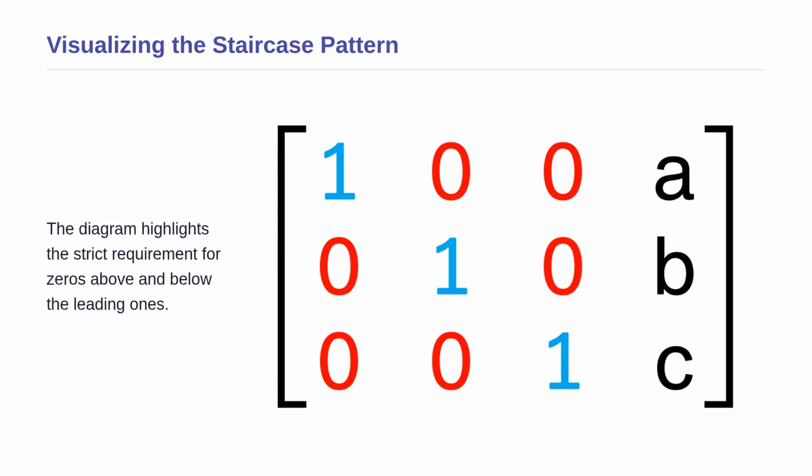Now that we have calculated these matrices by hand, let us look at a visual representation of what we are actually building. In this diagram, you are seeing the perfect structure of a reduced row echelon form matrix. The bright blue numbers show the required staircase of ones moving diagonally down and to the right. The bright red numbers emphasize the strict requirement for zeros above and below those ones. The black letters A, B, and C represent the final solutions. This visual pattern is exactly what computers look for when solving massive systems of equations. It is a perfectly clean, standardized grid where the answers are immediately obvious.